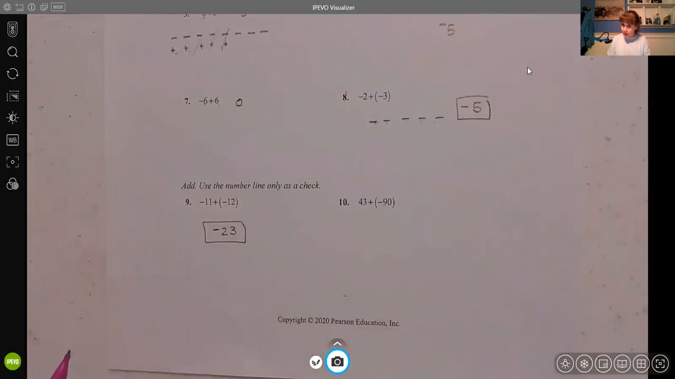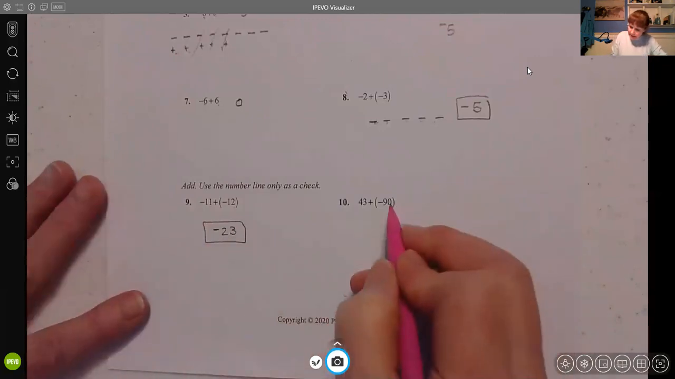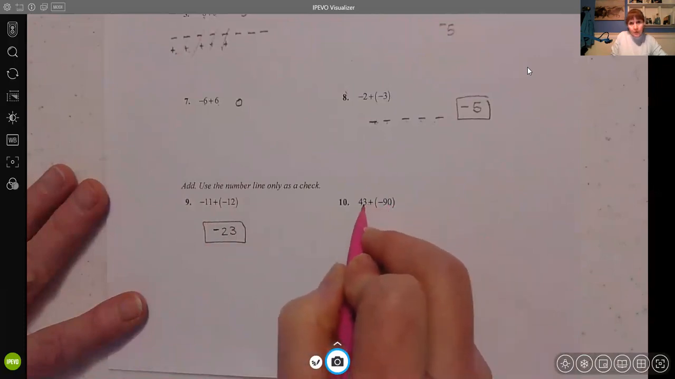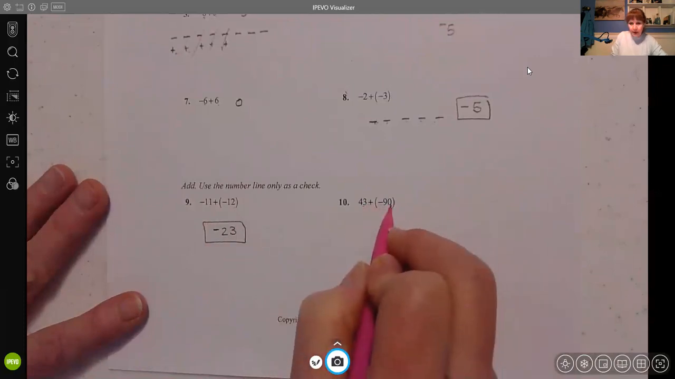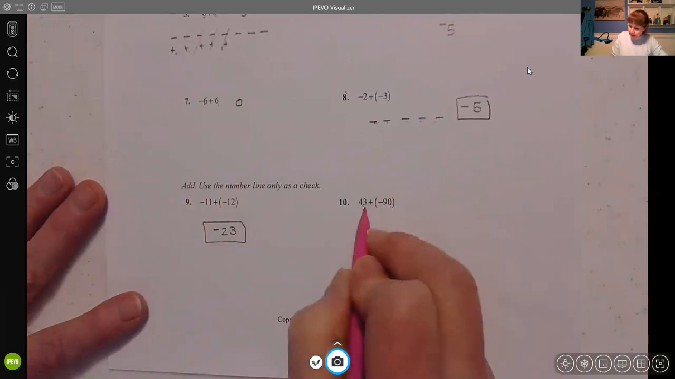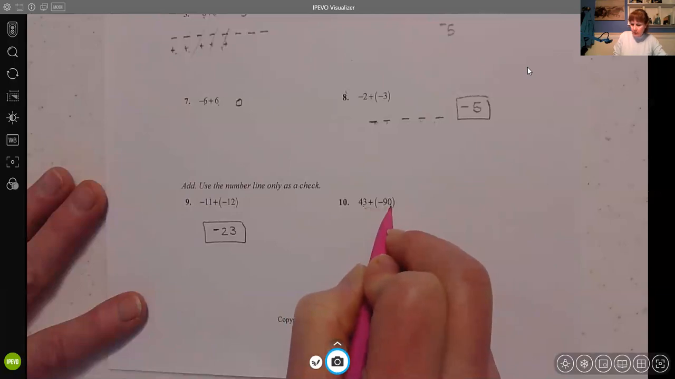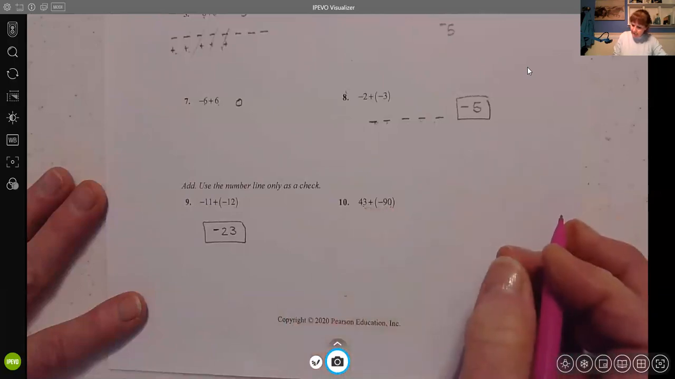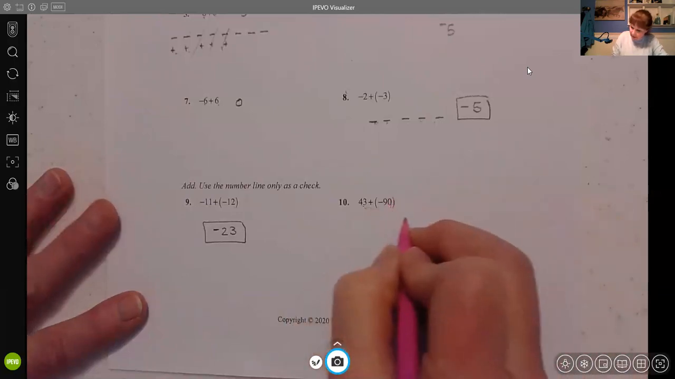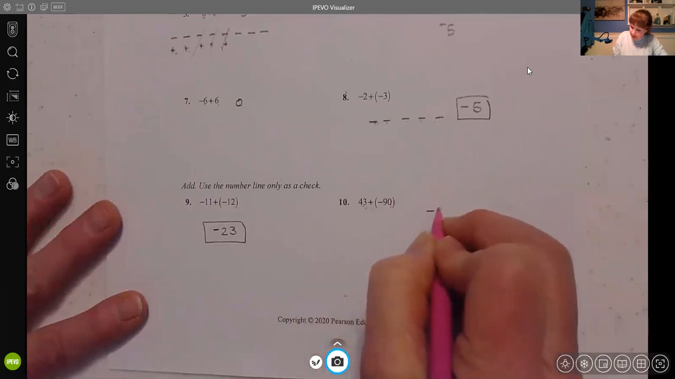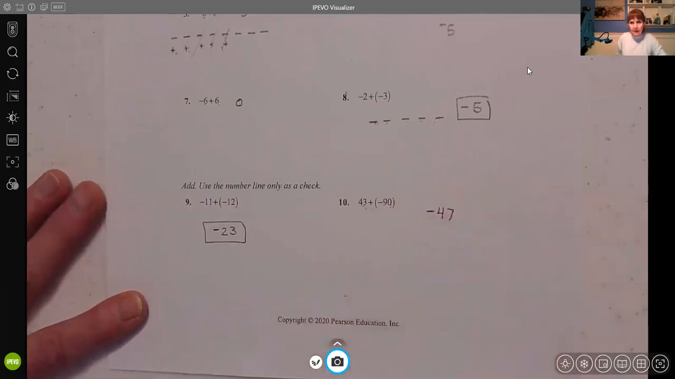But let's look at this one right here. I'm not going to draw them all, but if I have 90 negatives and 43 positives, I know I've got more negatives, right? So I'm going to end up with more negatives. So your answer will be negative. But when I add these together, I'm going to end up with an extra 47 negatives.